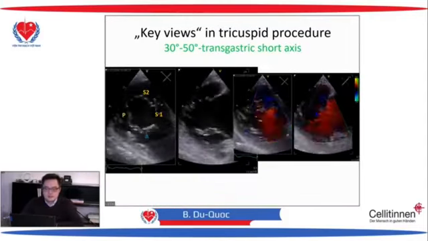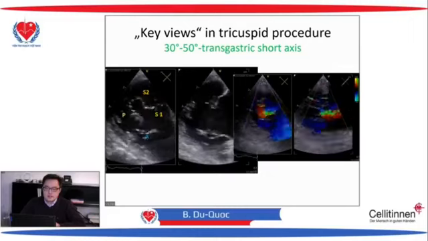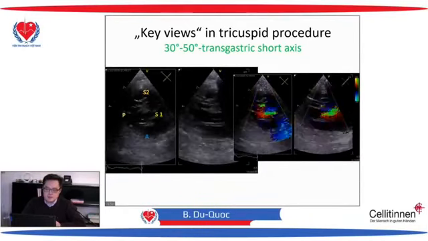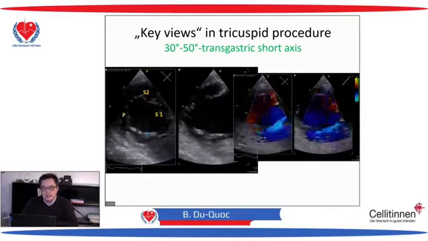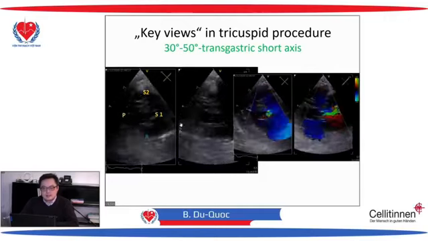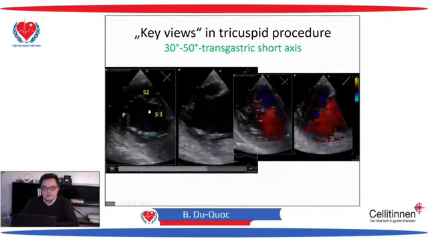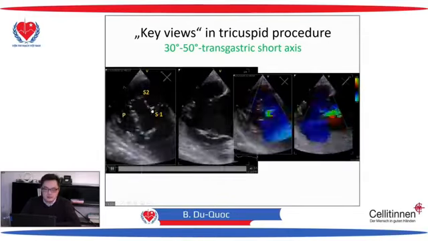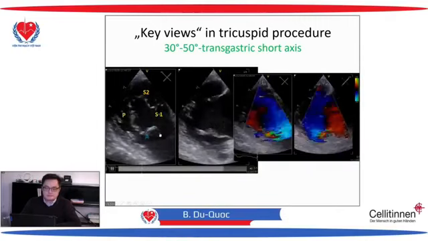Now the last view is the transgastric short axis view at 30 to 50 degrees. You advance your probe into the stomach and do an anteflexion with a little bit of clockwise rotation, and you get this nice view where you can see three leaflets and all commissures. This is the only view where you see everything, every leaflet, every cusp of this tricuspid valve.